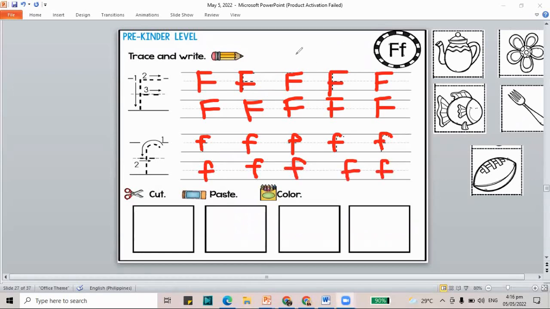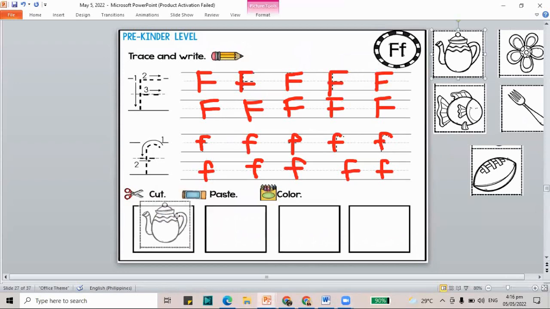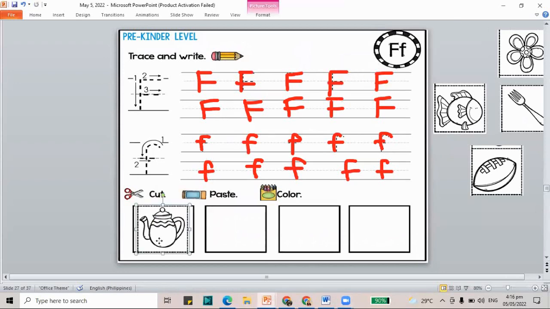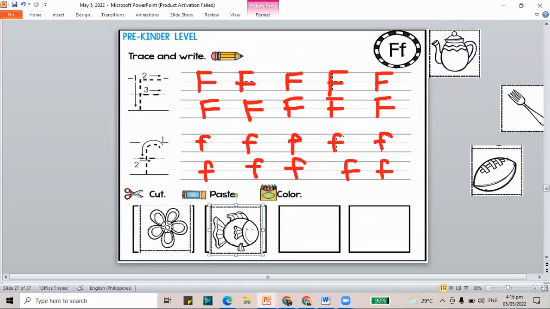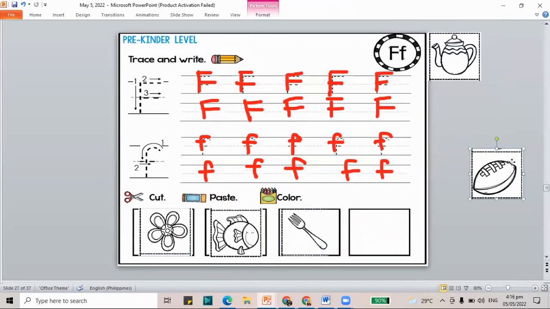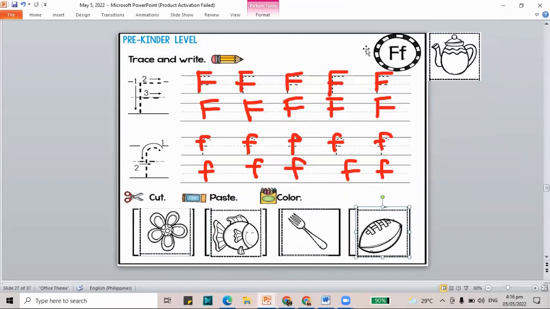And how about for the pictures that go for F? Do we put kettle for F? No. Kettle has the K sound for K. How about flower? Yes. Fish? Yes. Fork? Yes. Football? Yes. So these are the things that you need to paste for your letter F worksheet. Kettle goes in K. Flower, fish, fork, and football, they all begin with F. Now, if you're not yet done, pause this video, play it again once you're done.